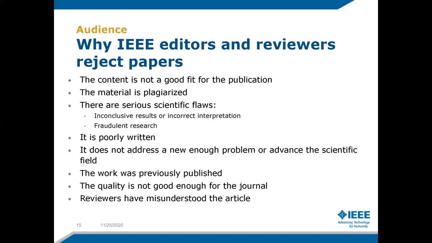We just discussed what the editors and the reviewers want and what they reject. We just mentioned that around 60% to 70% of manuscripts are rejected. Why are they rejected? The first issue is that it's not a good fit for the publication. The content is out of scope, okay? And plagiarism. I just mentioned that we have a cross-check tool, and if it's more than 30%... sometimes we receive manuscripts with more than 50% overlapping with other manuscripts.